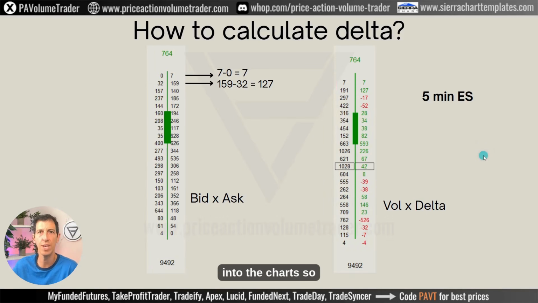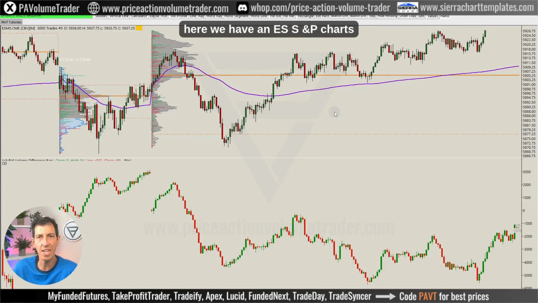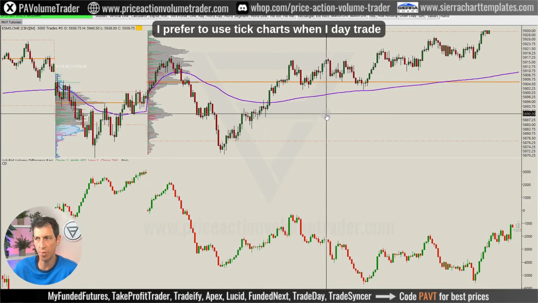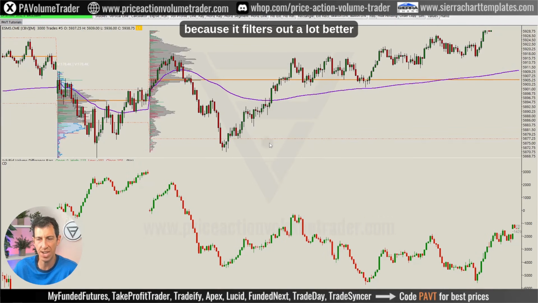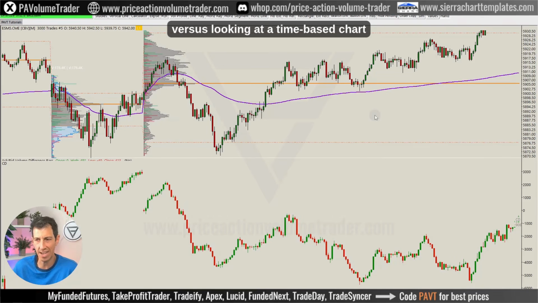now let's go into the charts. So here we have an ES S&P chart. This is a 3000 tick chart. I prefer to use tick charts when I day trade because it filters out a lot better the volatility and high volumes that come during regular trading hours versus looking at a time-based chart.